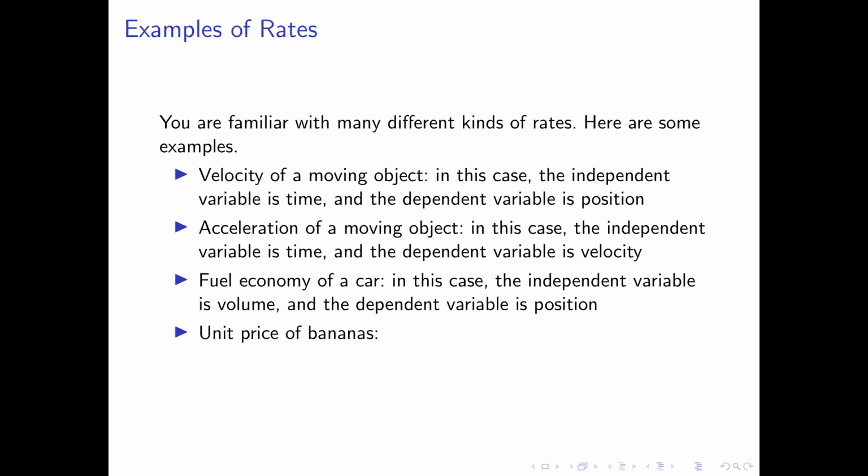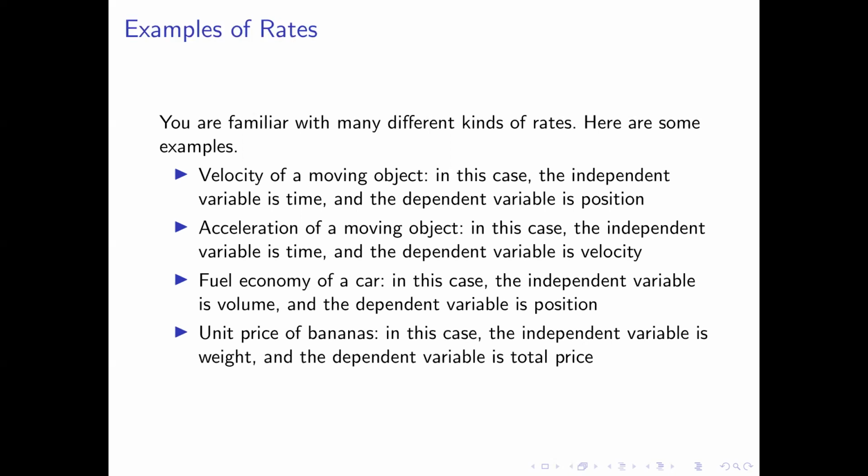Another fairly familiar example is something like the unit price of bananas at a grocery store. So in this case, the independent variable would be something like the weight of the bananas that you're purchasing, and the dependent variable would be the total price that you pay. And then the rate of change would give you something like the price per pound or the price per kilogram. These are all examples of different kinds of rates.